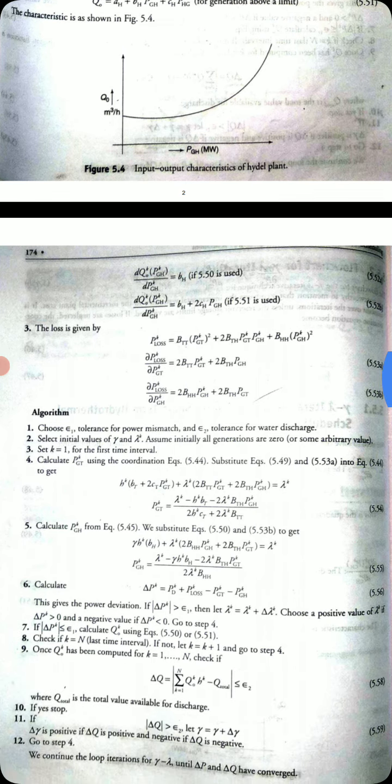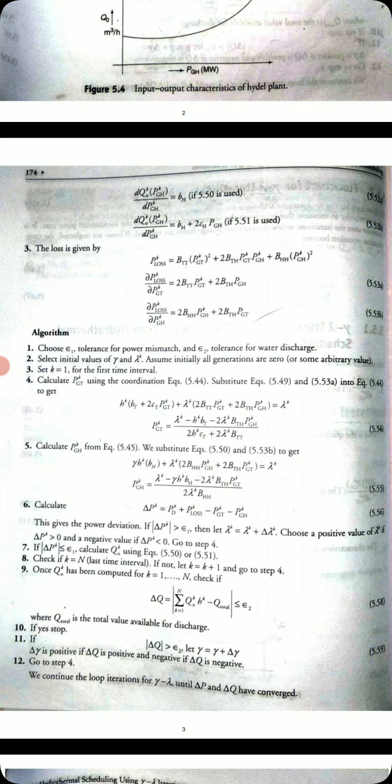Next is the algorithm, how to go with or deal with this method. The first thing is we need to choose two tolerances. One is for the power mismatch, the first tolerance. The second one is for the water discharge. Two tolerance limits we need to know. Second, select an initial value for lambda and gamma. Sometimes it is 0 or some arbitrary values you need to choose. Set k to 1 for the first interval.